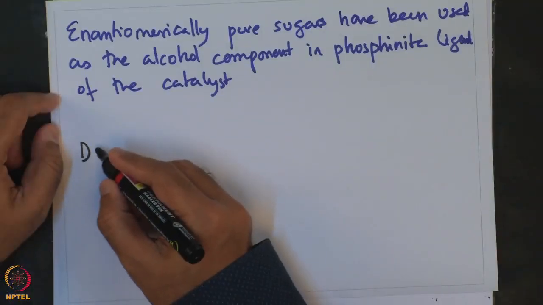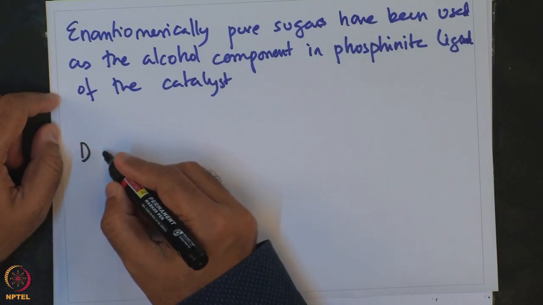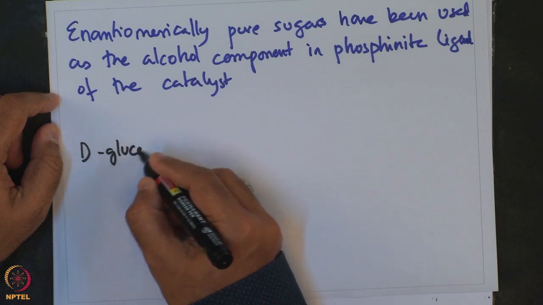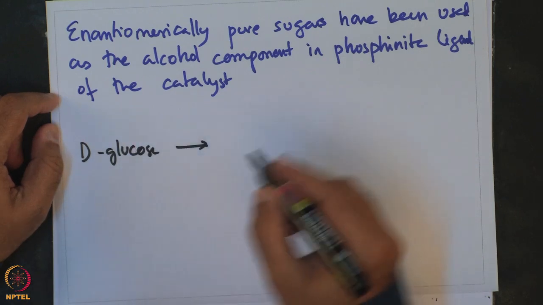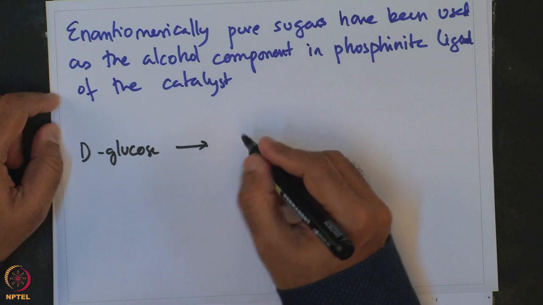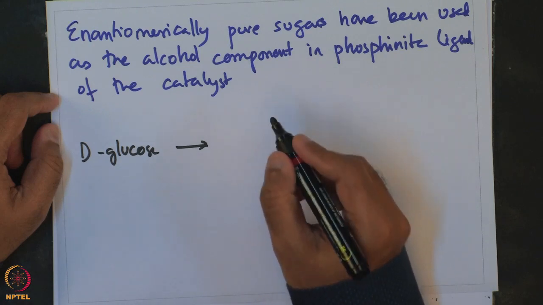So, let me illustrate this beautiful example in which this sugar based phosphonite ligand for this catalysis was synthesized. So, it started with D-glucose, which was converted to 1,2-diol phosphonite.